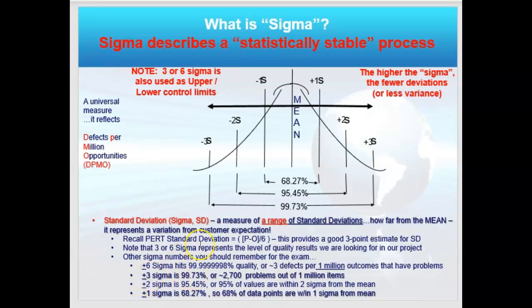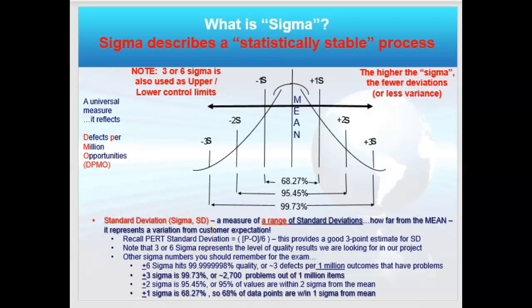3 sigma means that 99.7% of your data points will fall within your standard. Or another way to think of it is you could expect 2,700 errors or issues or rejects per every million items produced. 2 sigma is 95% are within the mean, and 1 sigma means 68% of your data is within the mean.